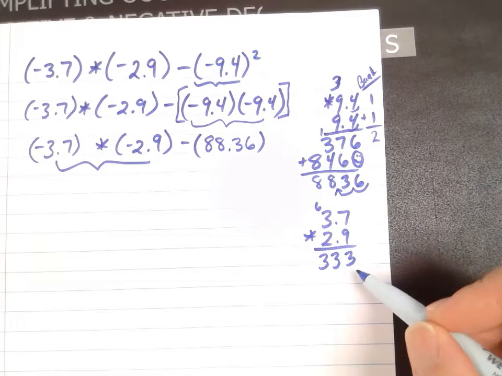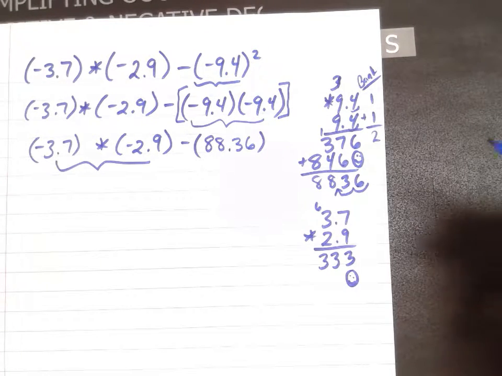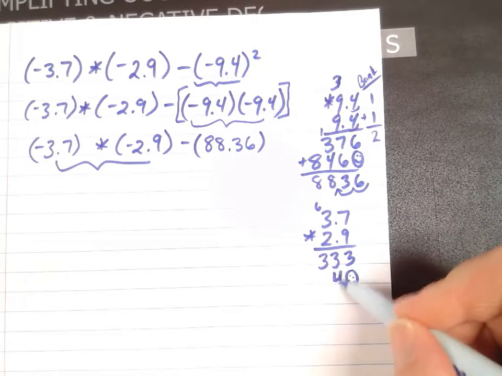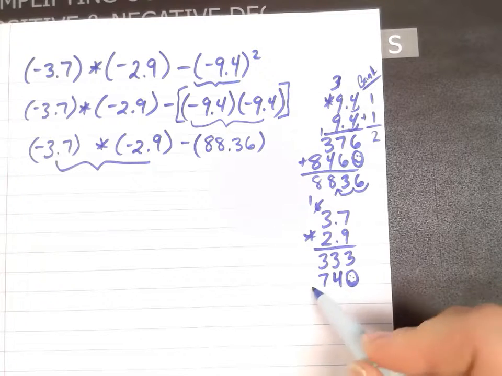Next, I want to move over a place. So I save a spot. Sometimes I call this Bob, or just a placeholder. 2 times 7 is 14. I keep the 4, regroup the 1. 2 times 3 is 6, plus 1 more makes 7.